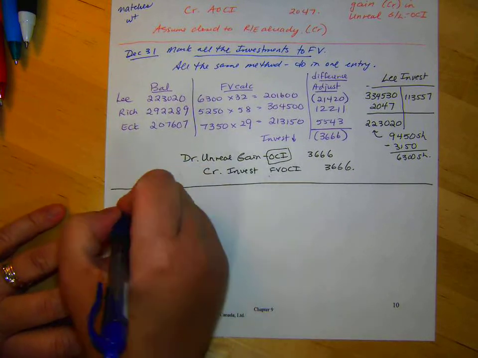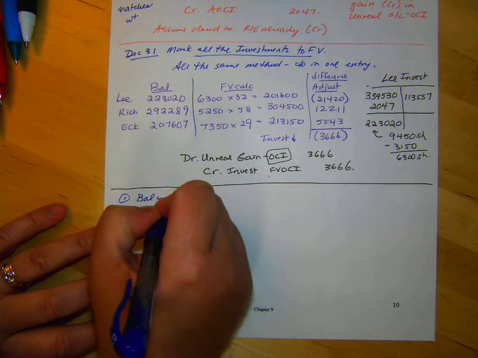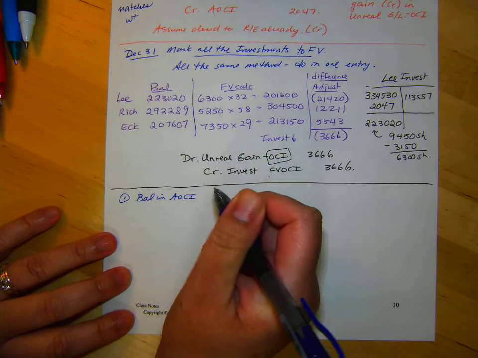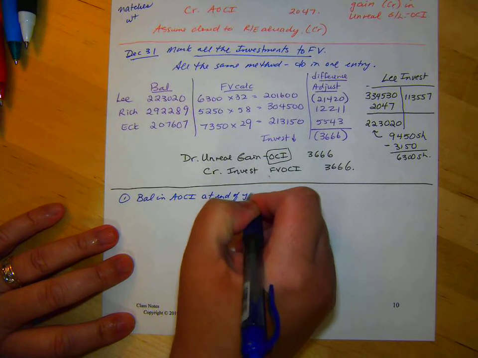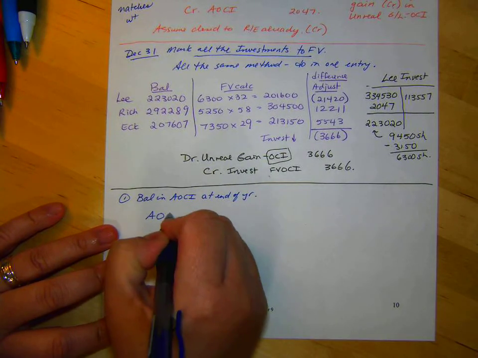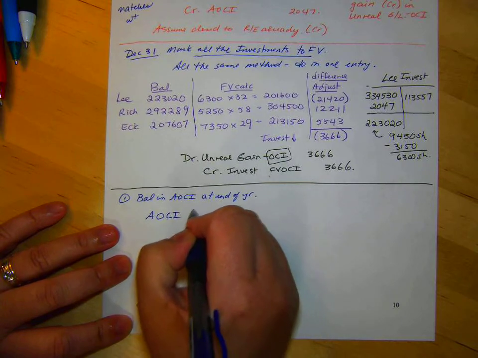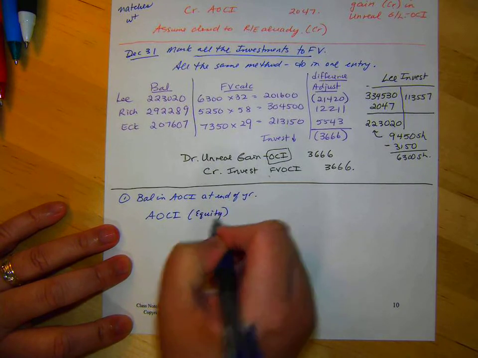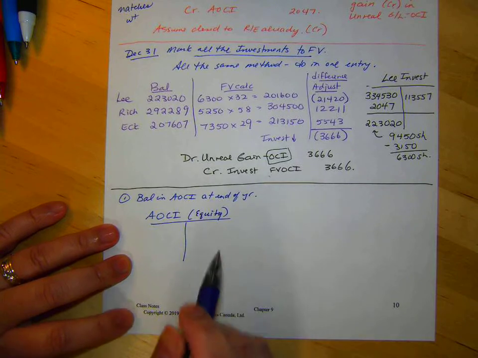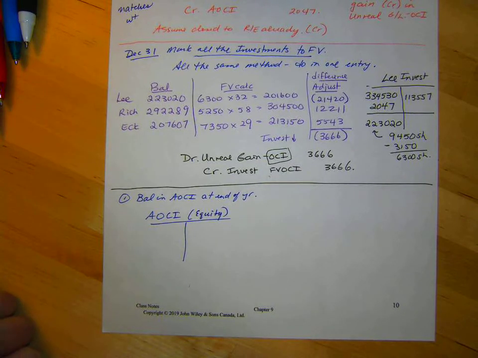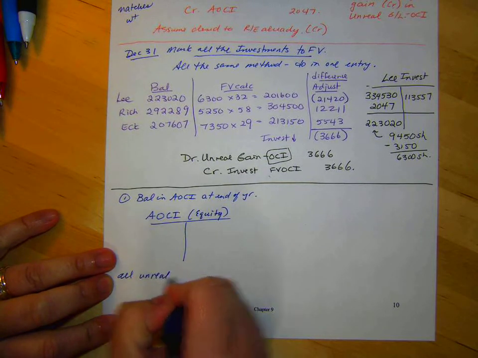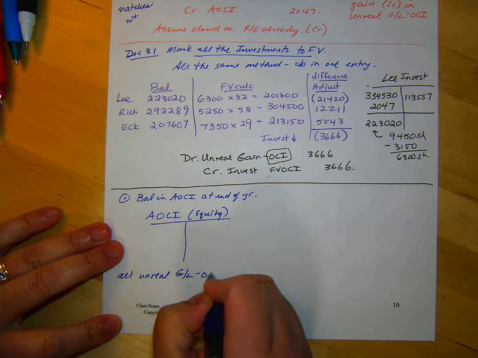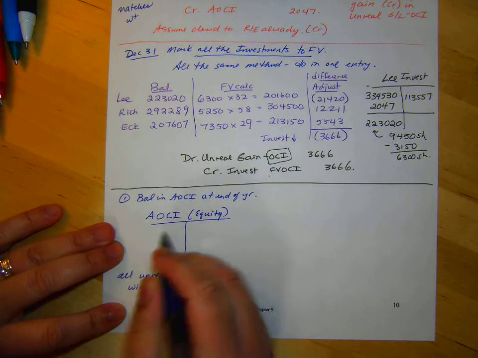So one of them, they want to know the balance in AOCI at the end of the year. So AOCI is an equity account. So basically you're going to go and see what's gone into AOCI. All unrealized gains and losses, OCI, will end up here.